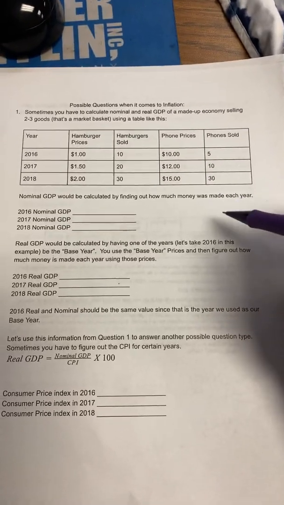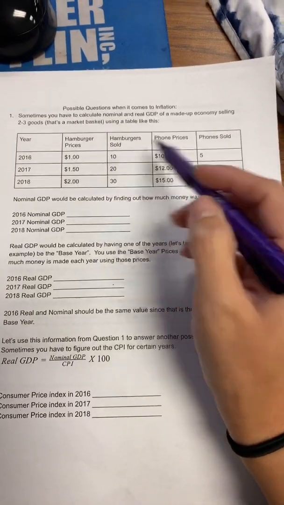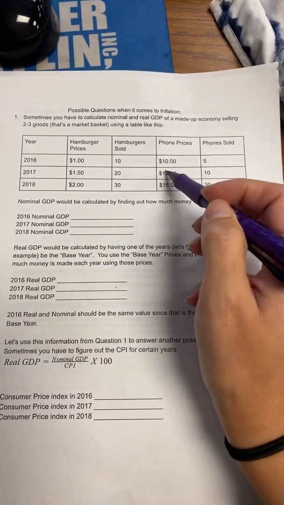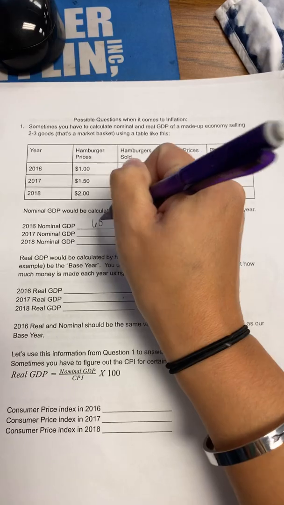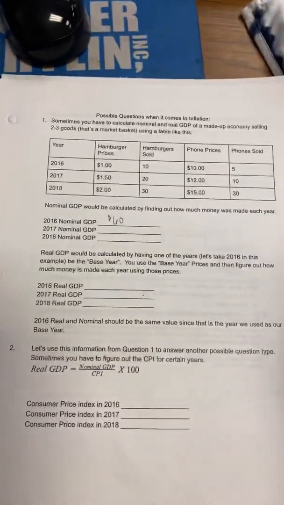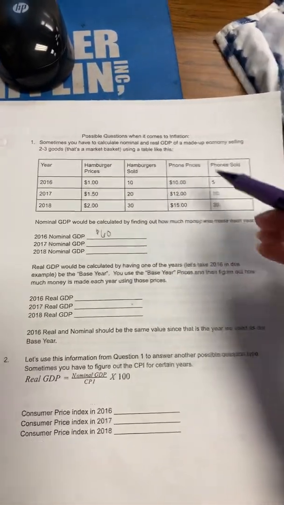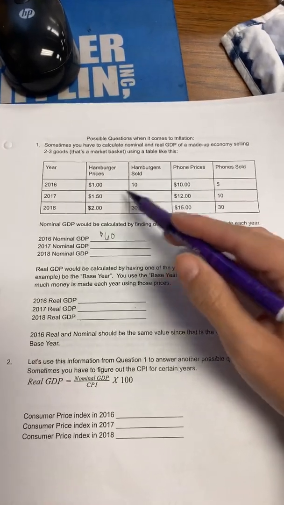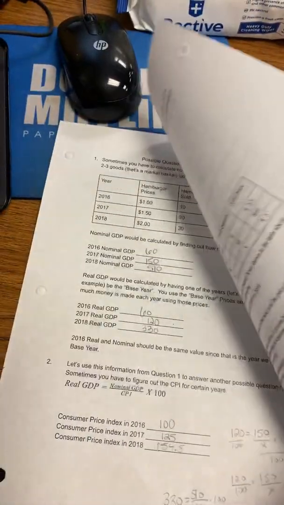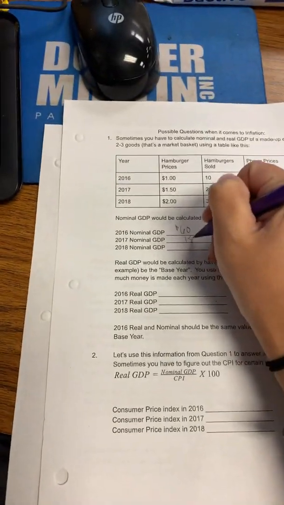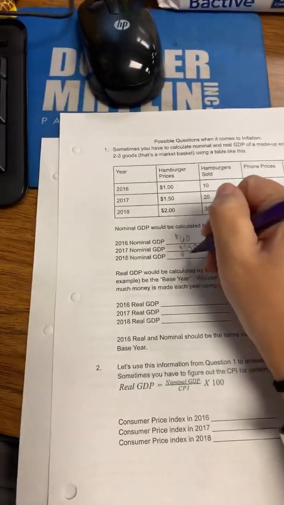For nominal GDP, you're just trying to figure out how much money was made that year. So in 2016, you sold 10 hamburgers at $1 each and 5 phones for $10 each. You just do some multiplication and addition to figure out that you made $60 in 2016. 2017, 2018, you're just going to do the same thing. I sold 20 hamburgers at $1.50, 10 phones at $12. You're going to make, I already did the math, cheating, $150. And if you do the same thing for 2018, you're going to get 510.